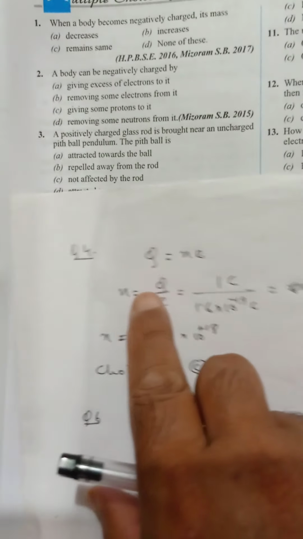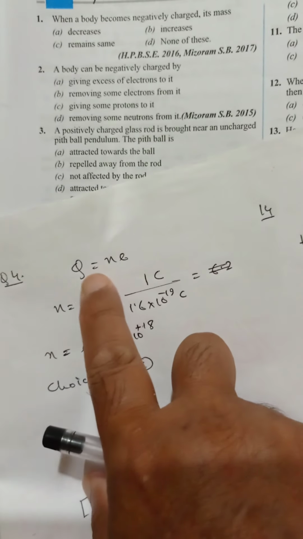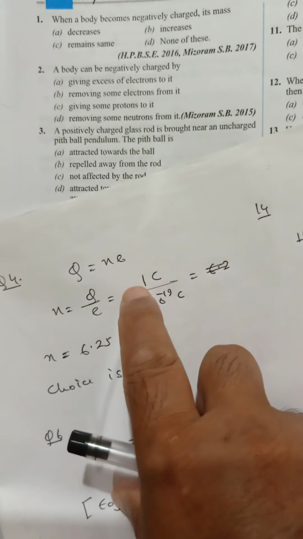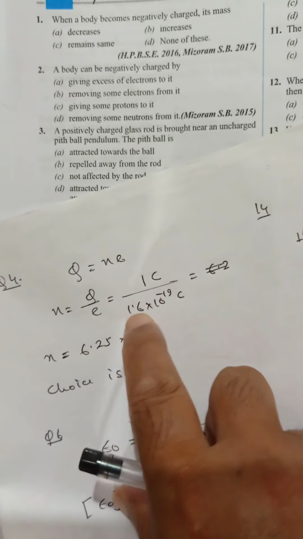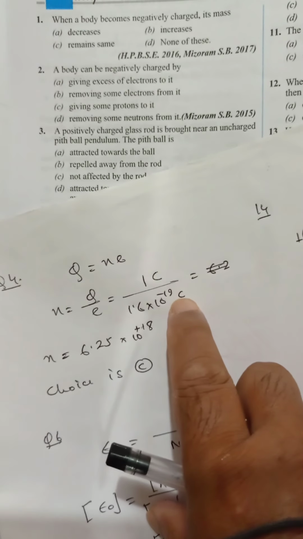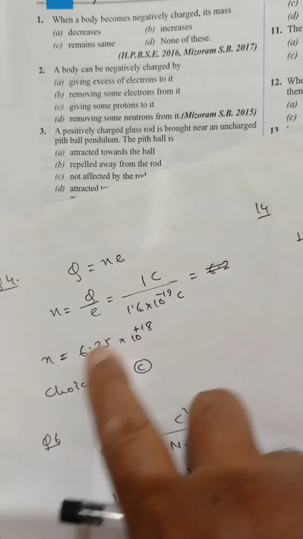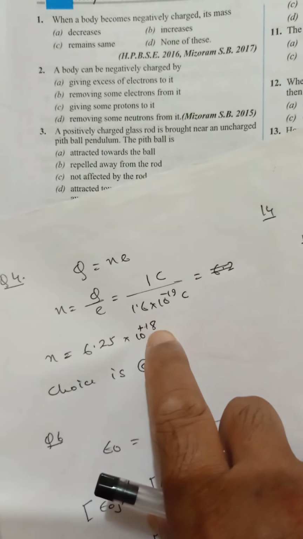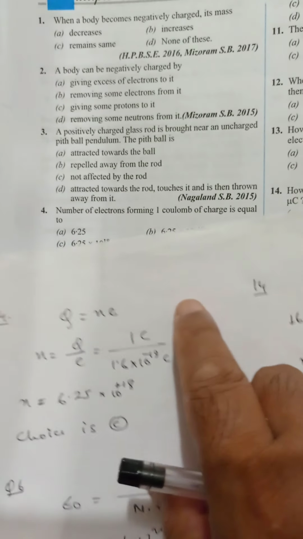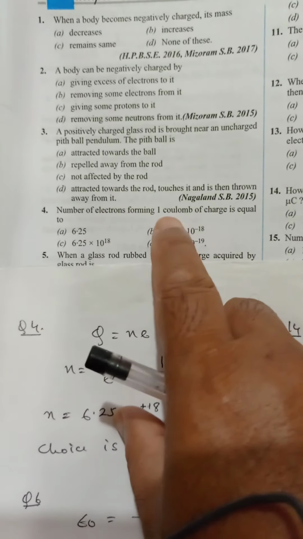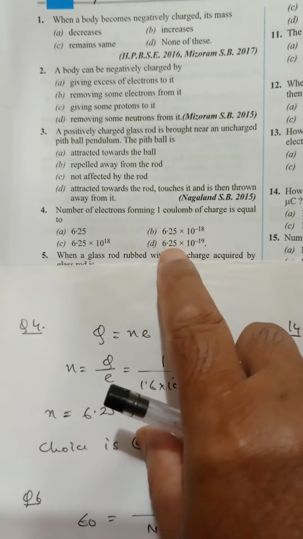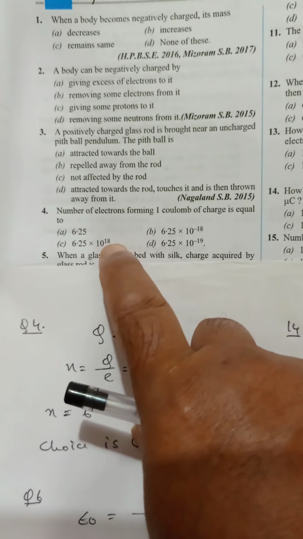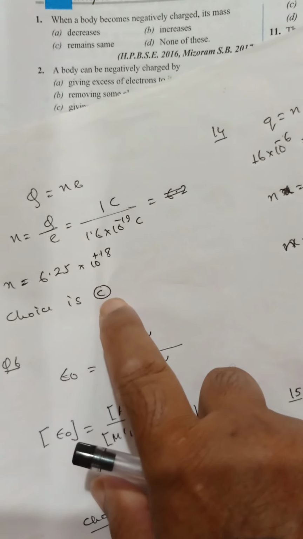This question can be done from the principle of quantization. Q is equal to Ne. So N is Q by e. Charge is 1 coulomb. What is the charge on an electron? 1.6 into 10 to the power minus 19 coulomb. So if I do this calculation, then N is 6.25 into 10 to the power 18. That means the number of electrons forming 1 coulomb of charge is equal to 6.25 into 10 to the power 18 electrons. So our correct choice is choice C.